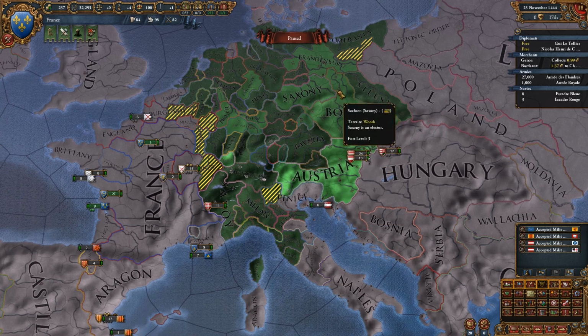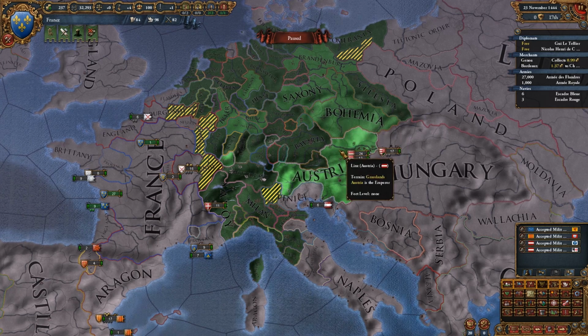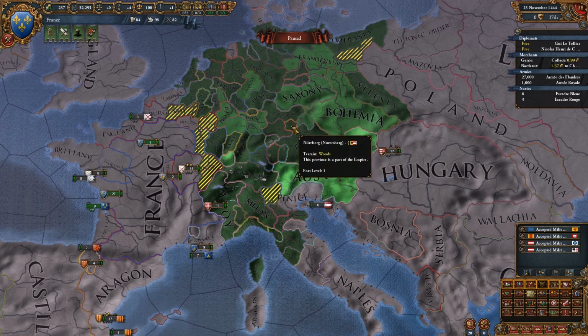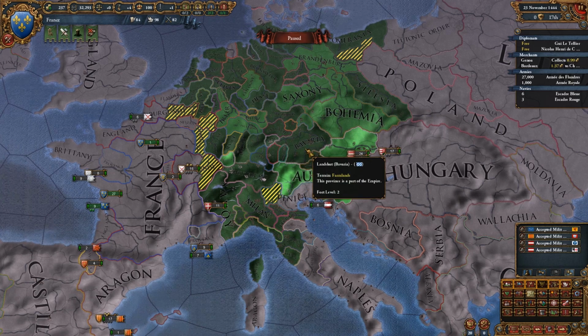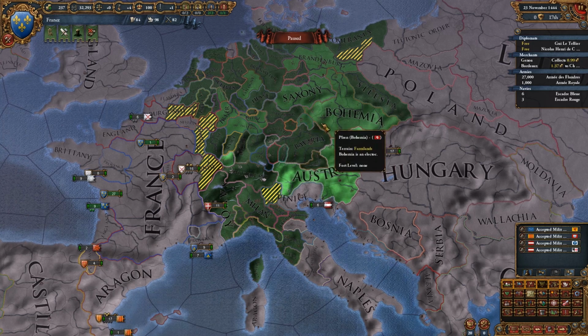You'll then notice the slightly lighter green. The slightly lighter green are the electors. Those are the people that get to decide who the next Emperor is. And then you've got the darker green, which represents the princes. Those are the nations that are part of the Holy Roman Empire, but that don't actually have any say in what goes on.